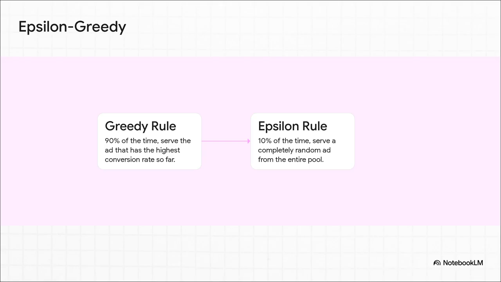Now, I know the name sounds a bit complex, but the idea is actually brilliantly simple. For, say, 90% of the time, the algorithm is greedy. It just exploits whatever ad has the best track record so far. But for that other 10% of the time, that's the epsilon, it completely ignores the data and shows a totally random ad. This forces it to keep exploring, making sure that no potential winner ever gets left behind.